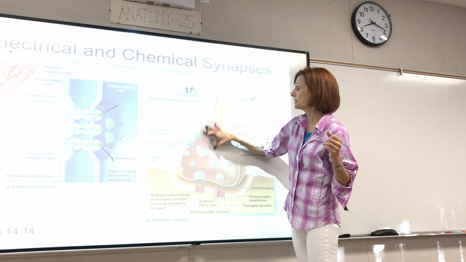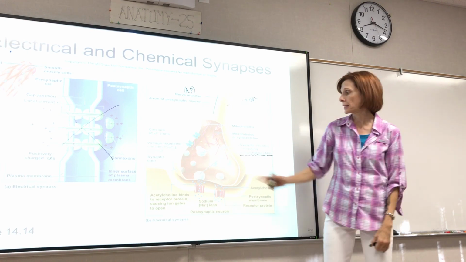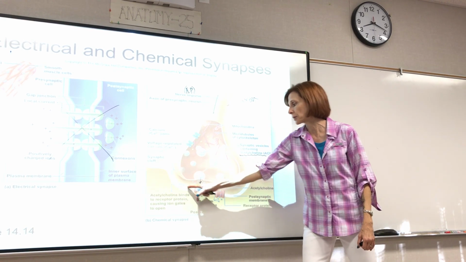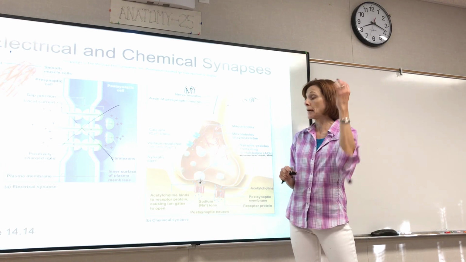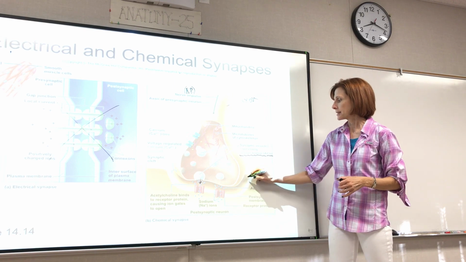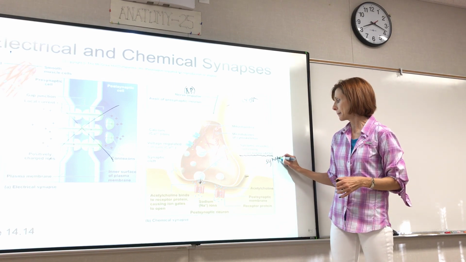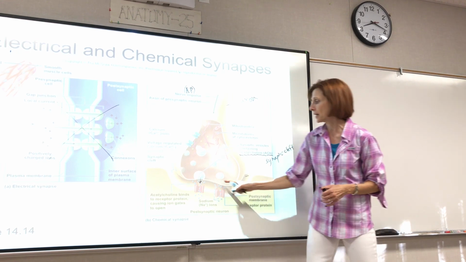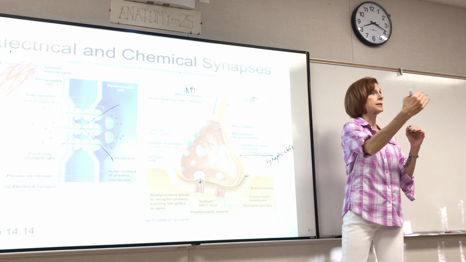reaches the end of the axon, we know that the neurotransmitter will be released and it's going to travel across this little microscopic gap. What is that gap called? Synaptic cleft, exactly. Just like in the neuromuscular junction, there will be a synaptic cleft. The neurotransmitter will diffuse across that and bind to receptors on the next neuron's membrane.